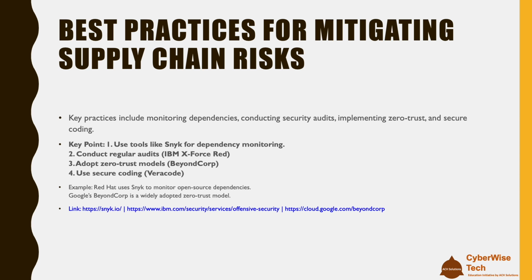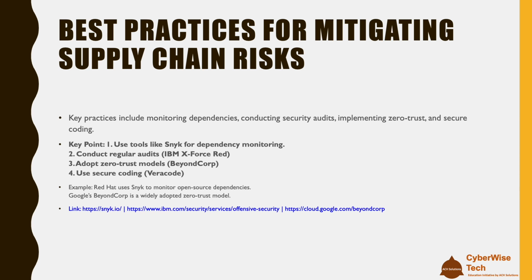So let's see some of the best practices for mitigating supply chain risks. First is to monitor dependencies and libraries continuously. Tools like Snyk, used by Red Hat, can alert us to vulnerabilities in our dependencies to help prevent them from going unnoticed. Second, conduct regular security audits.